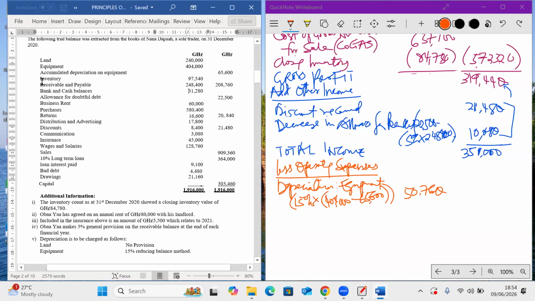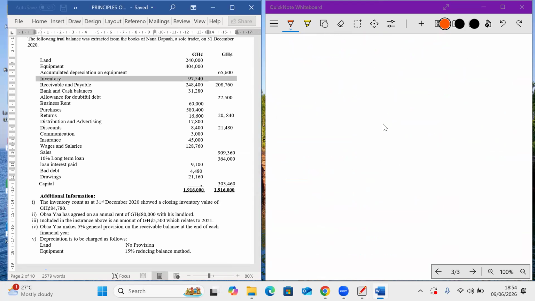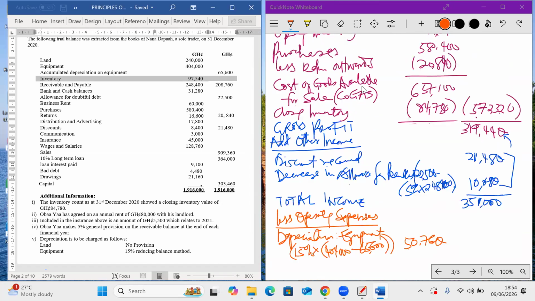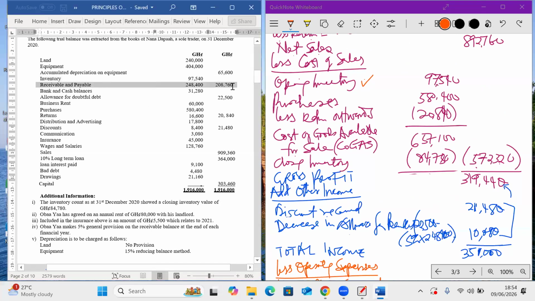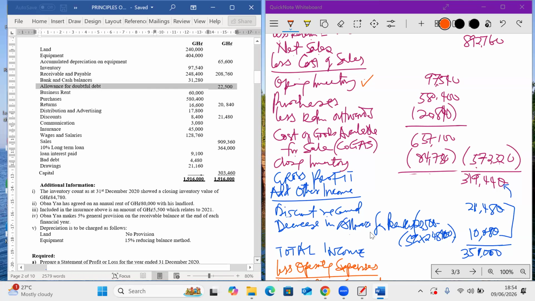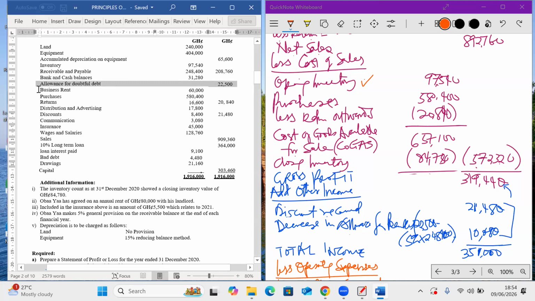Inventory: if we have already used it, we will not touch it again. Opening inventory, we've used it. It's up here. Are you getting it? Receivables and payables are all balance sheet items. We don't touch them. Bank and cash, balance sheet items. Allowance for doubtful debts, we have dealt with it already. We've gotten the decrease, so we don't touch it.